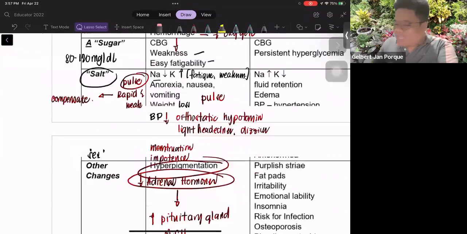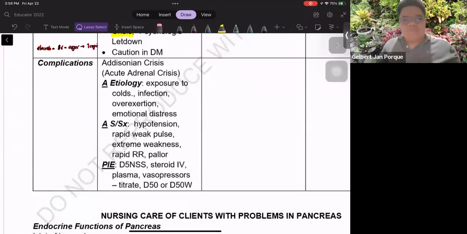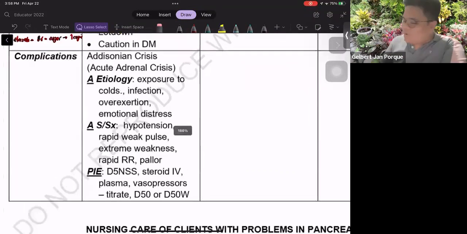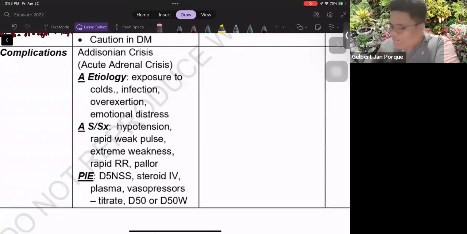Okay? Complications. Addisonian crisis. Pwede siya magka-Addisonian crisis. Now, class, Addisonian crisis, anong pwede matabo? Okay? So, class, it's acute adrenal crisis. It could be exposure to cold. It could be infection. It could be overexertion. It could be, class, emotional distress. Kung tanawon nyo ini class ng mga situations, these are situations, students, that would require increased steroids in our body.